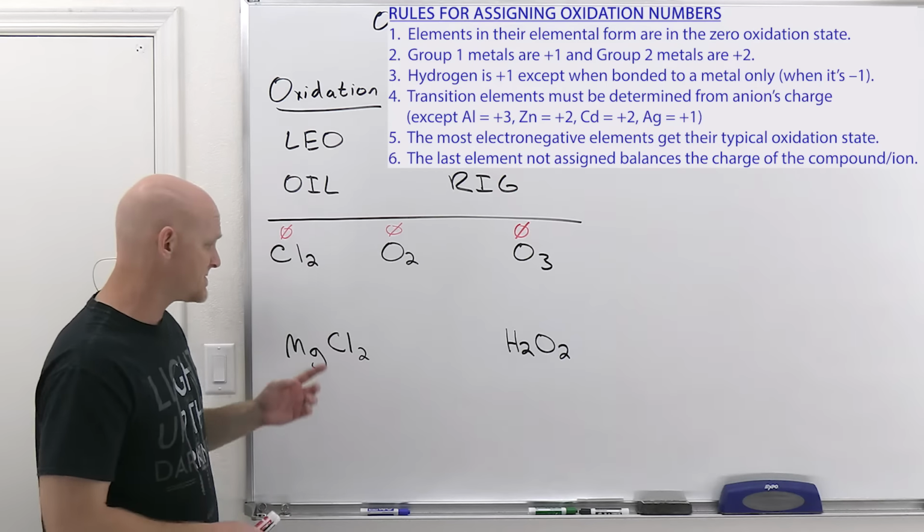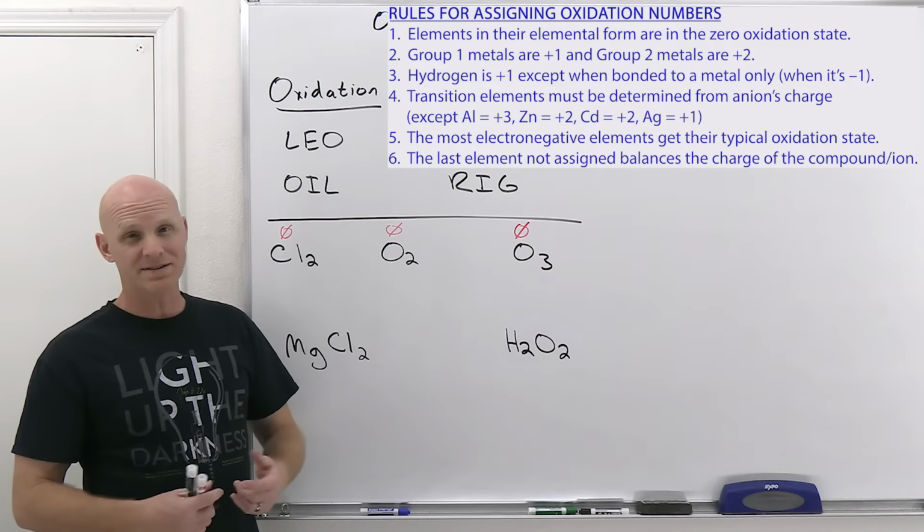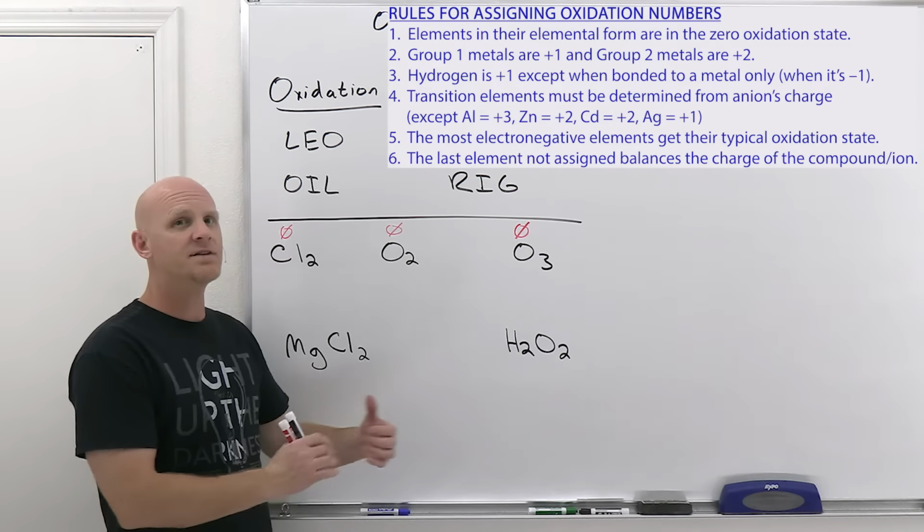All right, so the next 2 examples both have 2 elements each, and when you've got a compound with 2 elements in it, the question is really which one's going to get assigned first, because the second one is just going to be then left to balance things out.